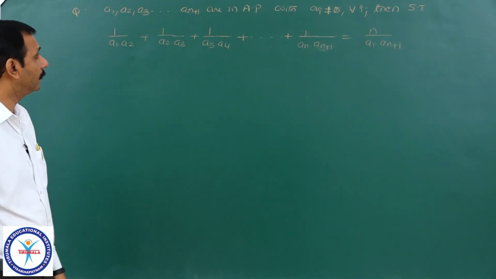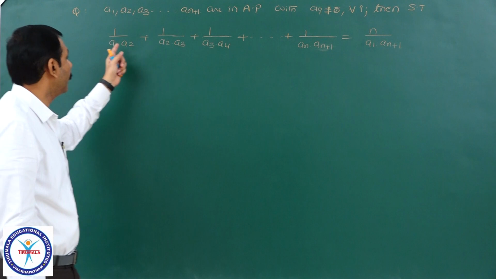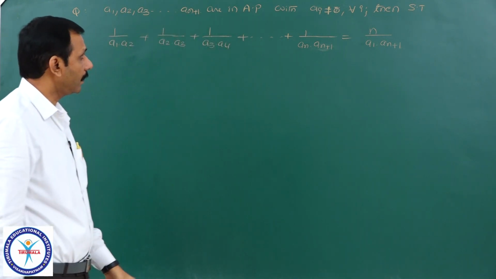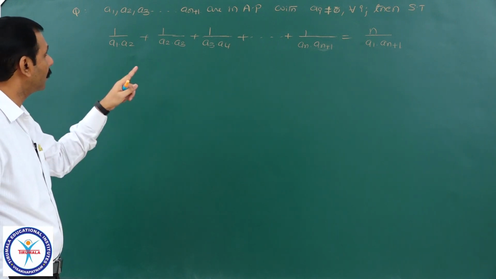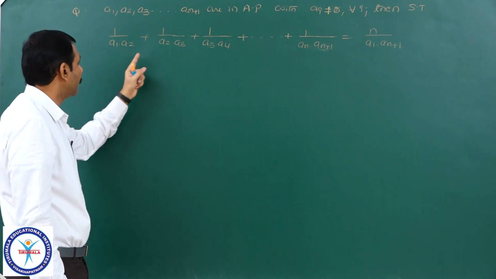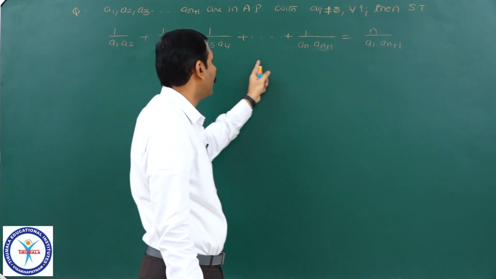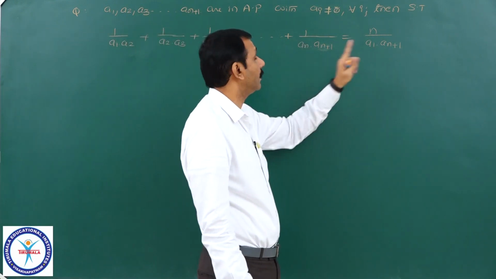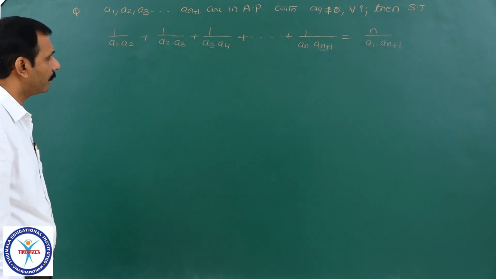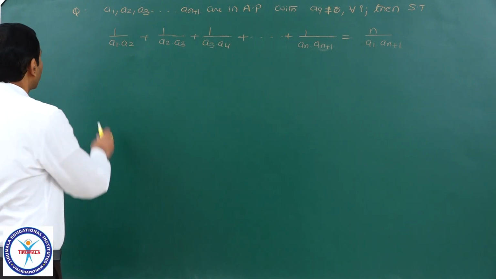Right, next one. a1, a2 and so on, a(n plus 1) are in AP with ai not equal to 0, that is, none of the terms is 0. Then show that 1 by a1a2 plus 1 by a2a3 plus 1 by a3a4 and so on, plus 1 by an a(n plus 1) is equal to n by a1 a(n plus 1). Again you see, mostly similar to the previous sum.